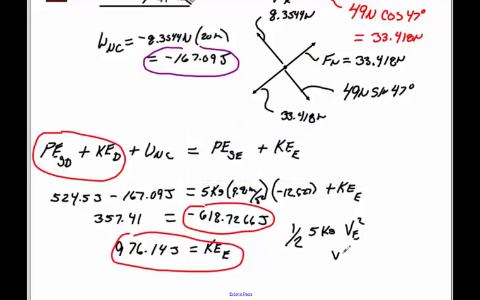The velocity at E is 19.76 meters per second. So that's the velocity we have at E. Again, let's just go up and verify.